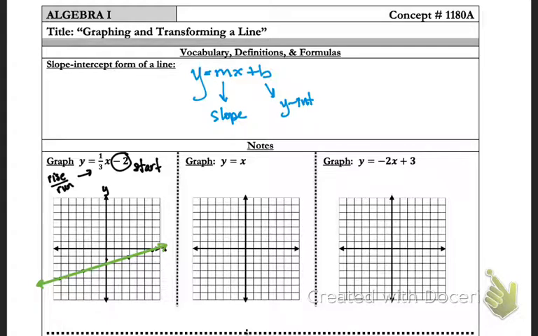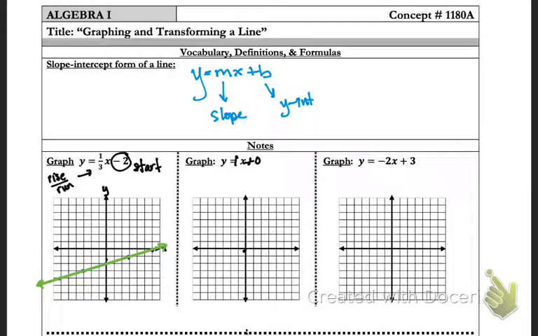Let's look at the next example. y = x. When there's no number or coefficient in front of the variable, you can always add a 1. And if there's no y-intercept or b value, you can always add a 0. I like to do that. It just helps me know where to start.